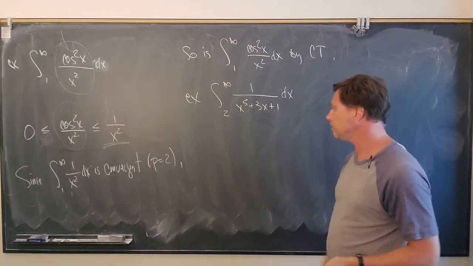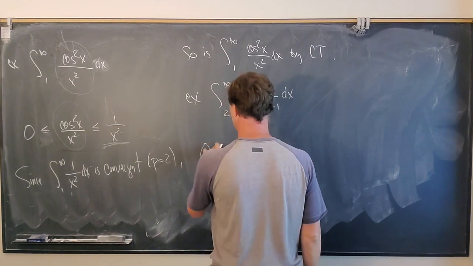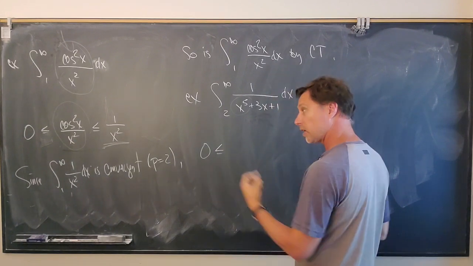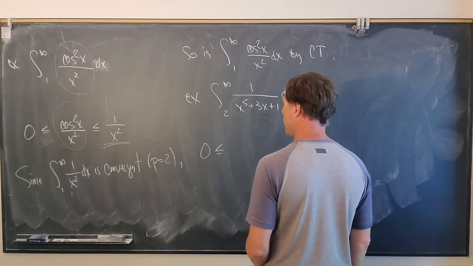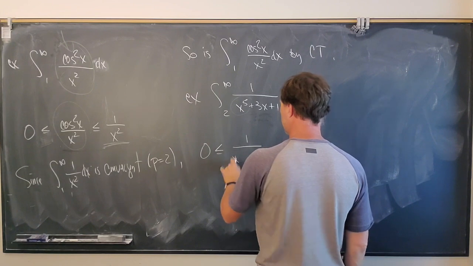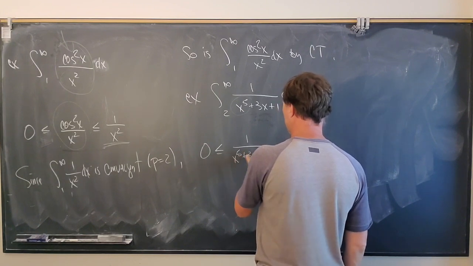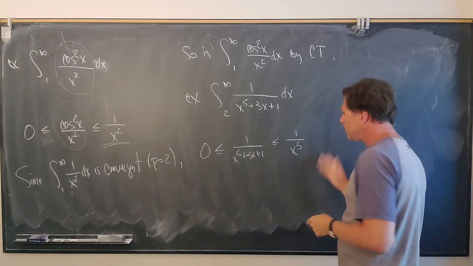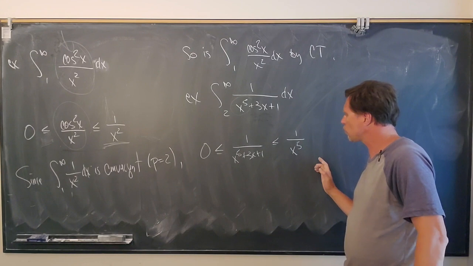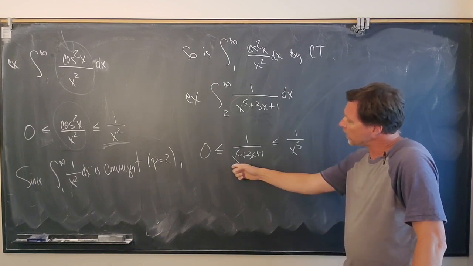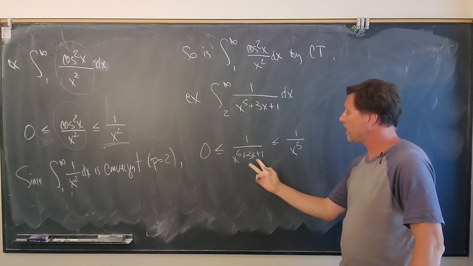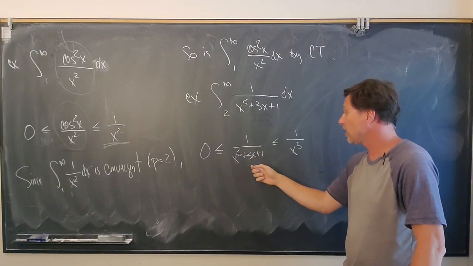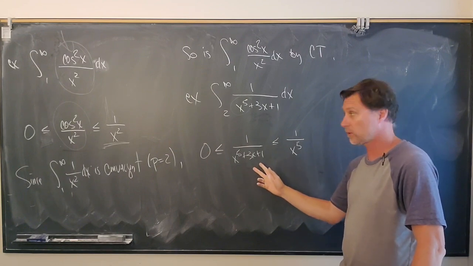That's the idea. So now let's write down our inequality, which when you apply the comparison test, you need to write down an inequality and then a concluding sentence. So what do we have? 0 less than or equal to 1 over x to the fifth plus 3x plus 1, less than or equal to 1 over x to the fifth. Now, you need to write down a true inequality. Why is this true? Well, if you look at the denominator here versus here, when you make a denominator larger, you make the fraction smaller. So this fraction here is smaller than this one because it's got a larger denominator.